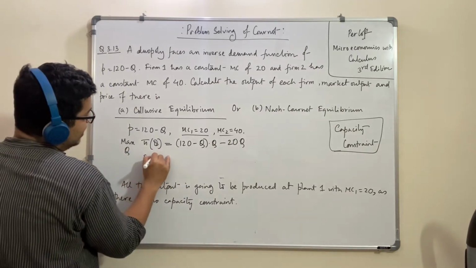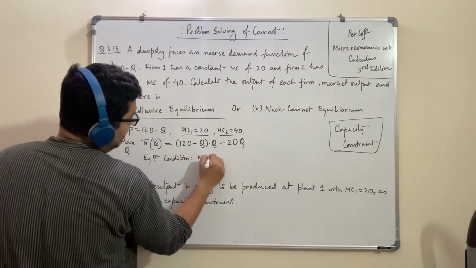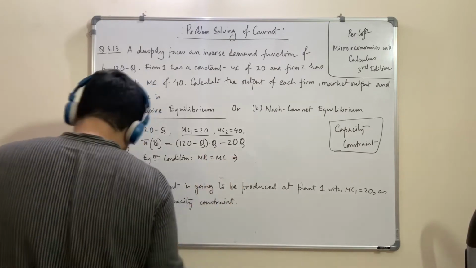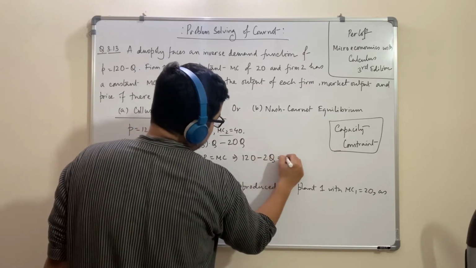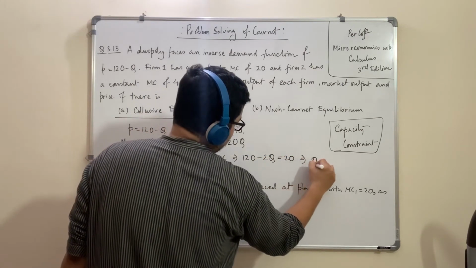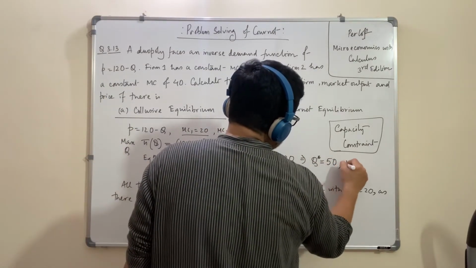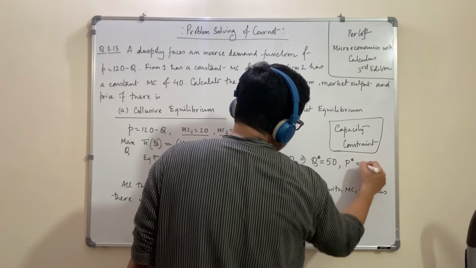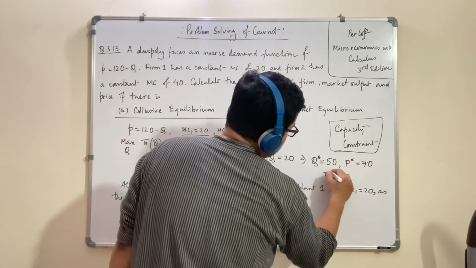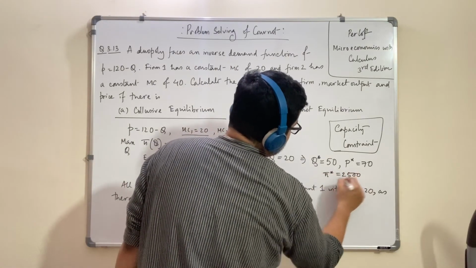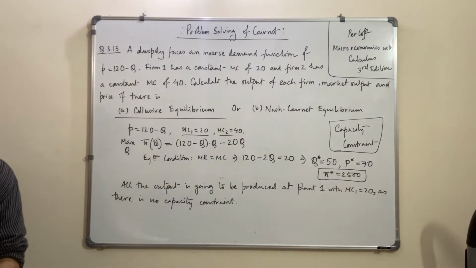So the equilibrium condition is MR equal to MC, and if we do that, then 120 minus 2Q equal to 20, which will make Q star as 50, P star equal to 70, because there is only one farm now, and the associated profit is pi star equal to 2500.